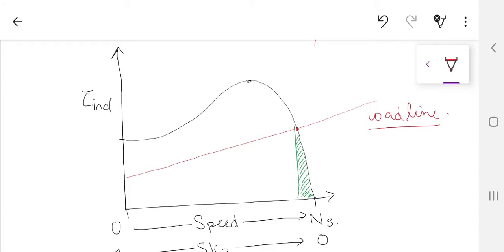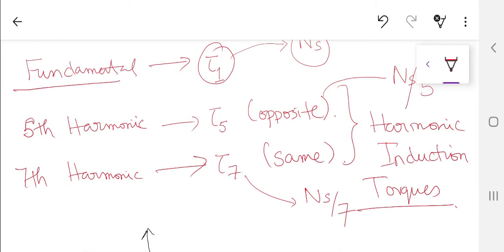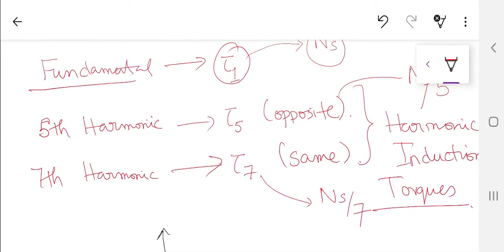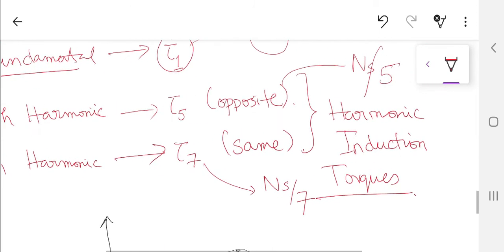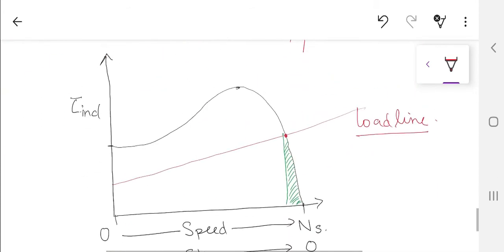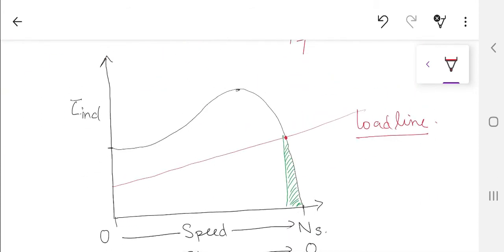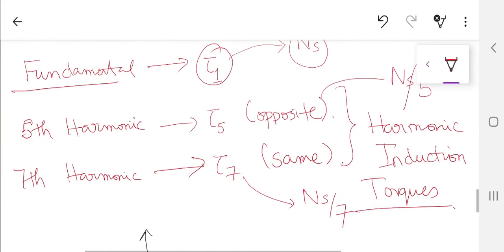But now, because of the space harmonics, what has happened? You now have the fifth harmonic and the seventh harmonic. The fifth harmonic is going to be produced near the speed ns by 5. Why? Because in the fundamental, the torque was produced near ns. This fifth harmonic torque is called the harmonic induction torque, or in some cases the asynchronous torque. So the fifth harmonic is near ns by 5, and the seventh harmonic is near ns by 7. Now what do I mean by this?